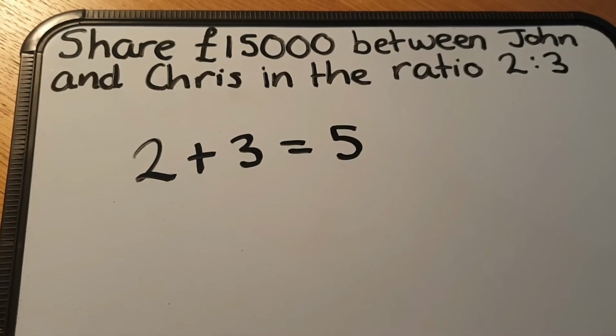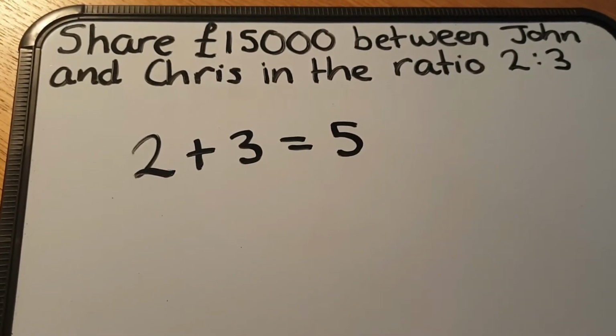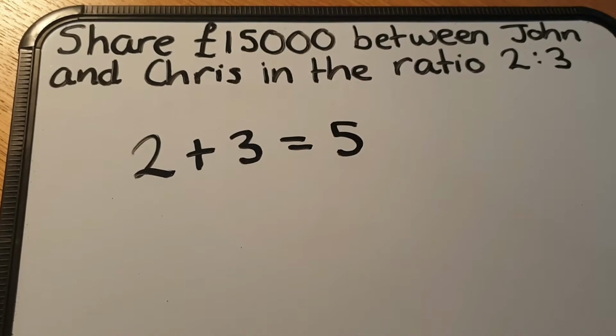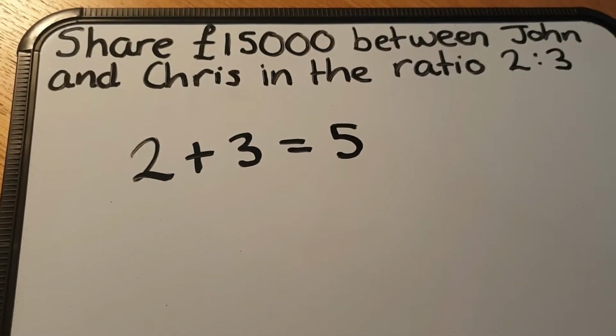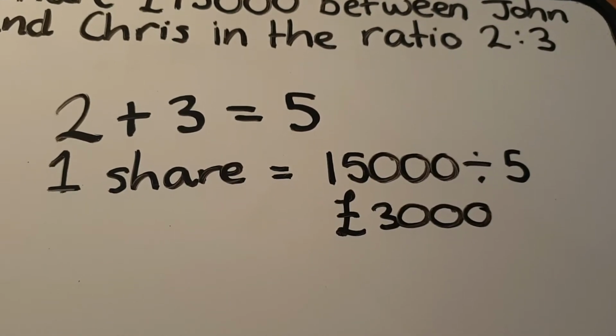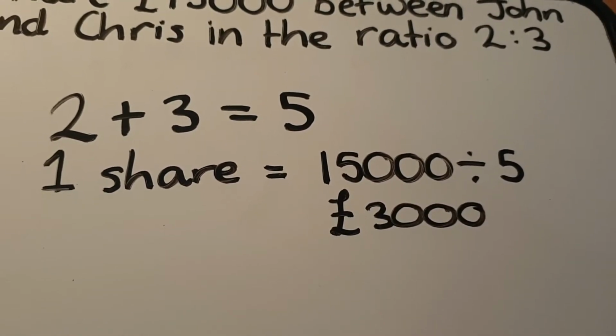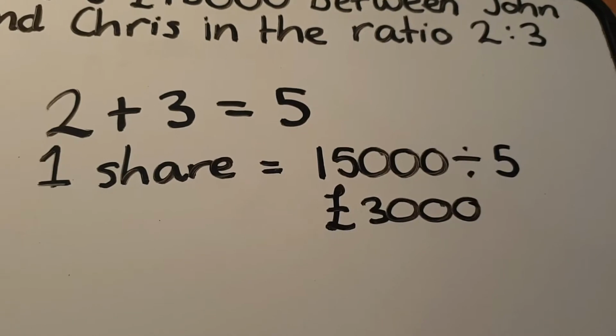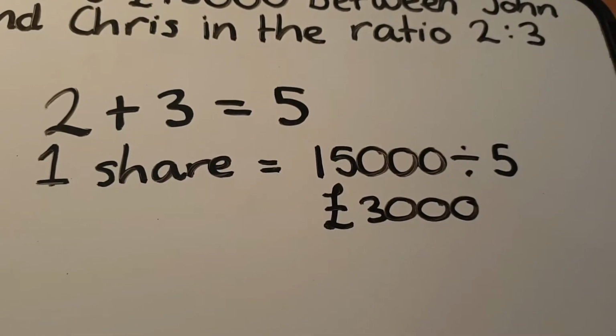All we do is add the parts, so 2 plus 3 is 5. So we're going to divide 15,000 by 5 to find 1 part. So 1 share, or 1 part, would be £15,000 divided by 5. So 1 part would be £3,000.